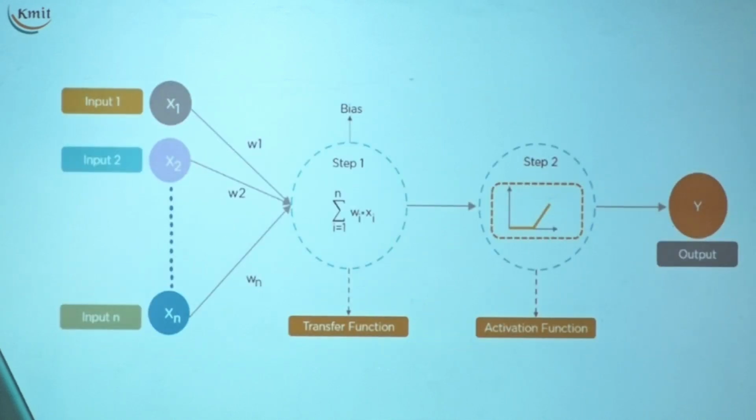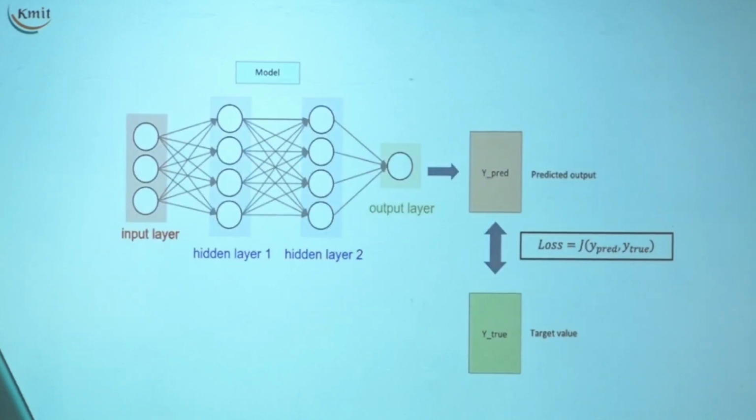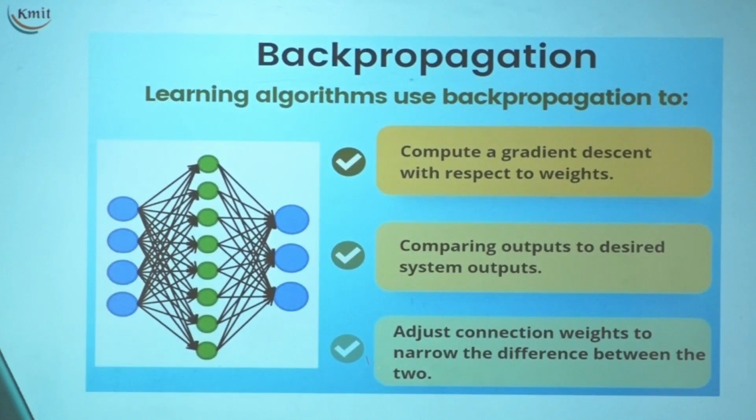So in forward propagation, what do we do? x1 into w1 plus b1, calculating the transfer function, applying the activation function. And then in step 2, we calculate the loss function. Our main aim is to reduce the loss function by going for backward propagation.